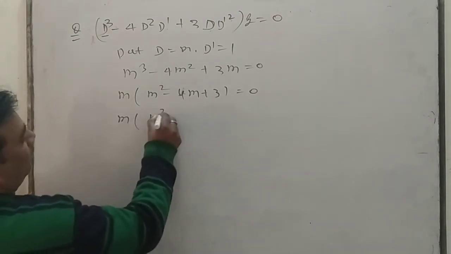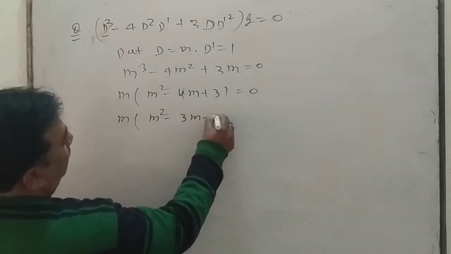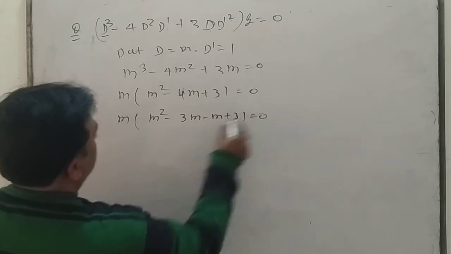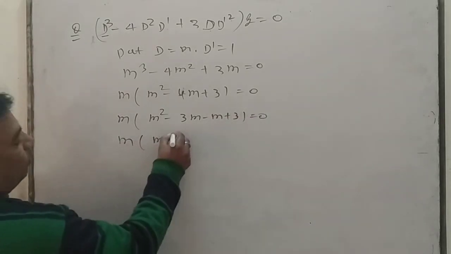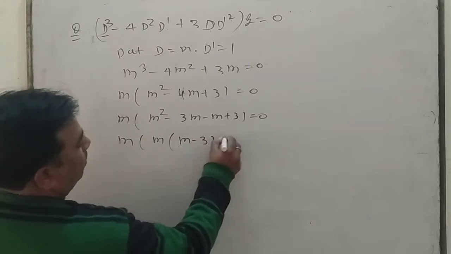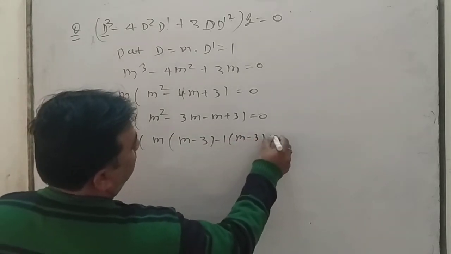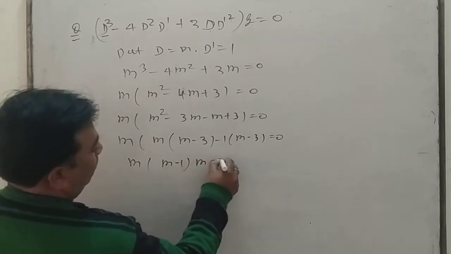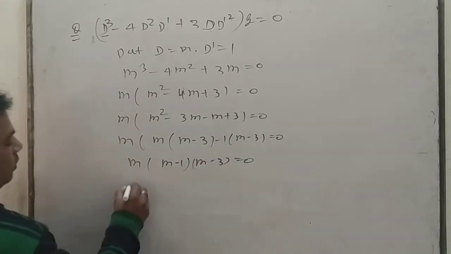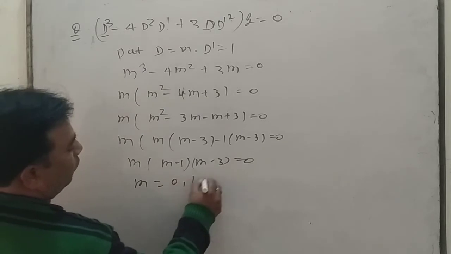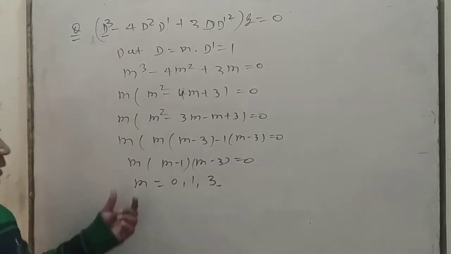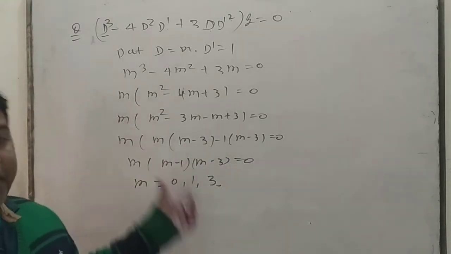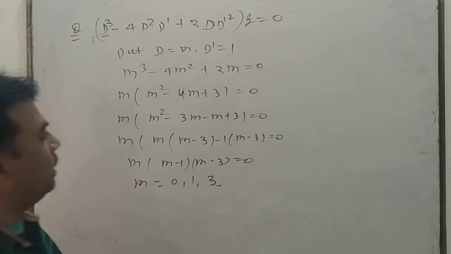m square minus 3m minus m plus 3 equal to 0. m common, m minus 3, minus 1 times m minus 3 equal to 0. Then m minus 1, m minus 3 equal to 0. Then m equal to 0, 1 and 3. These values are real and different.